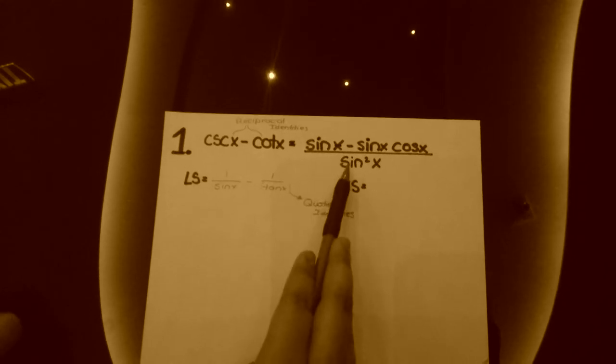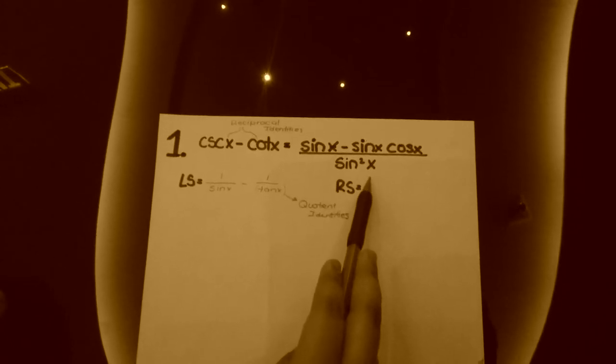For our first example, our question will be cosecant x minus cotangent x equals (sine x minus sine x cos x) all over sine squared x. So we're going to do the most difficult side first.